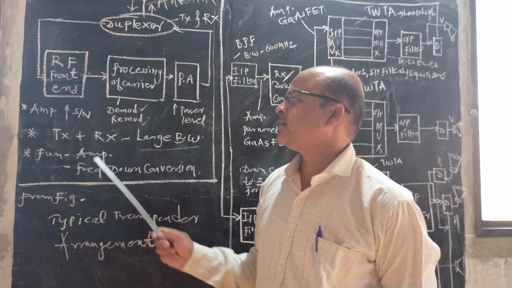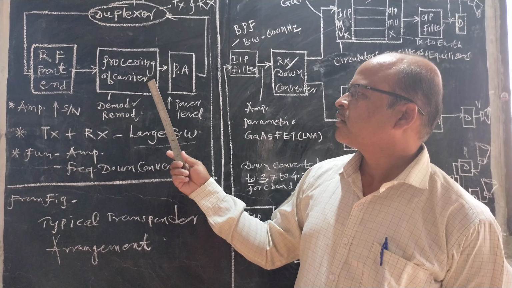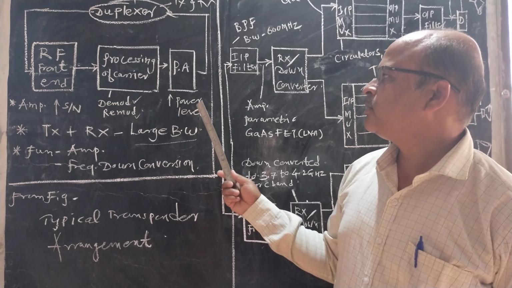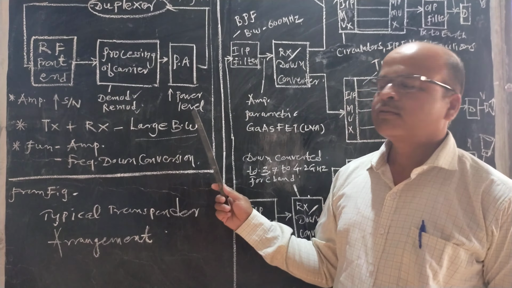Then the output of the RF front end is given to the processing block, where demodulation and remodulation of that signal is performed. Then the output of this processing block is given to the power amplifier to increase the power level of that signal. So these are the main functional blocks of this transponder.